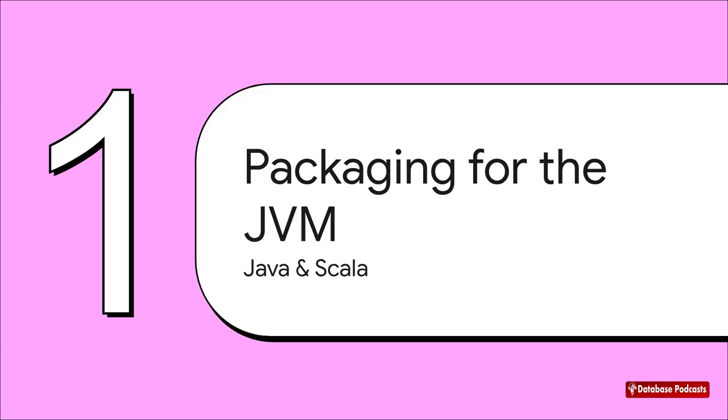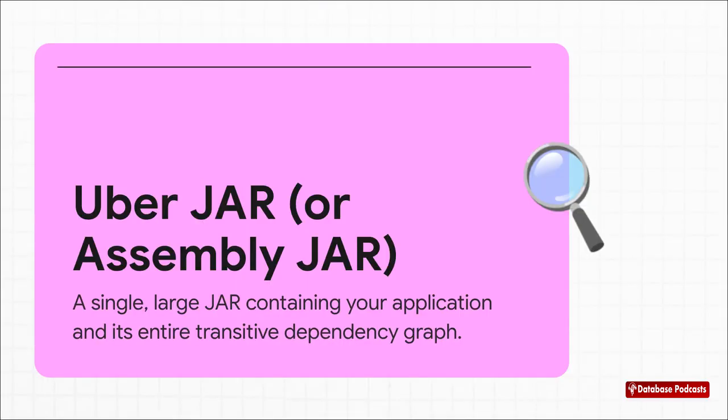Okay, so how do we actually do that? Let's tackle the JVM world first. We're talking about applications written in Java or Scala. The go-to solution here is something called an Uber jar, or sometimes you'll hear it called an assembly jar. And it's pretty much what it sounds like. It's one single, massive jar file that acts like a self-contained backpack for your application. It has your code, of course, but it also has every single library your code needs to run, all packed inside. It's the whole shebang in one file.